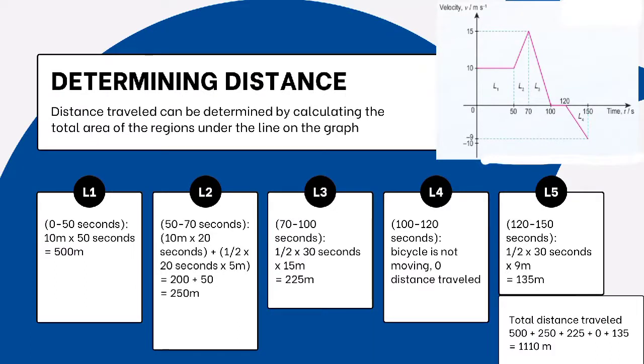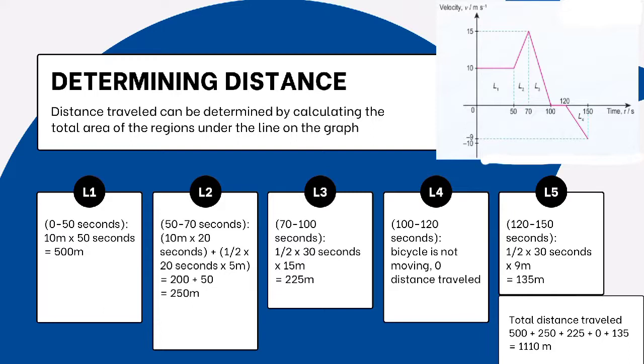Determining distance. Distance traveled can be determined by calculating the total area of the regions under the line on the graph. For L1, 0 to 50 seconds, 10 meters per second times 50 seconds equals 500 meters. For L2, 50 to 70 seconds, 10 times 20 seconds plus 1/2 times 20 seconds times 5 equals 200 plus 50 equals 250 meters.